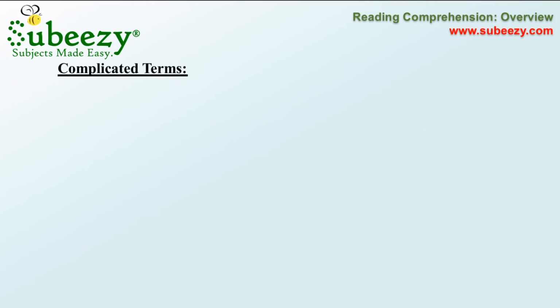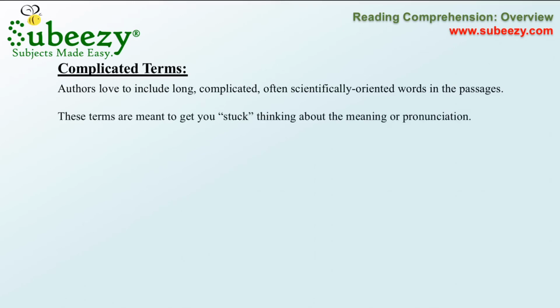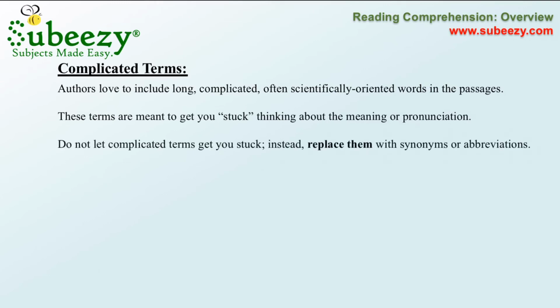Now let's discuss complicated terms within the passage. Authors love to include long, complicated, often scientifically oriented words in the passages. These terms are meant to get you stuck thinking about the meaning or pronunciation. Do not let complicated terms get you stuck. Instead, you want to replace them with synonyms or abbreviations.